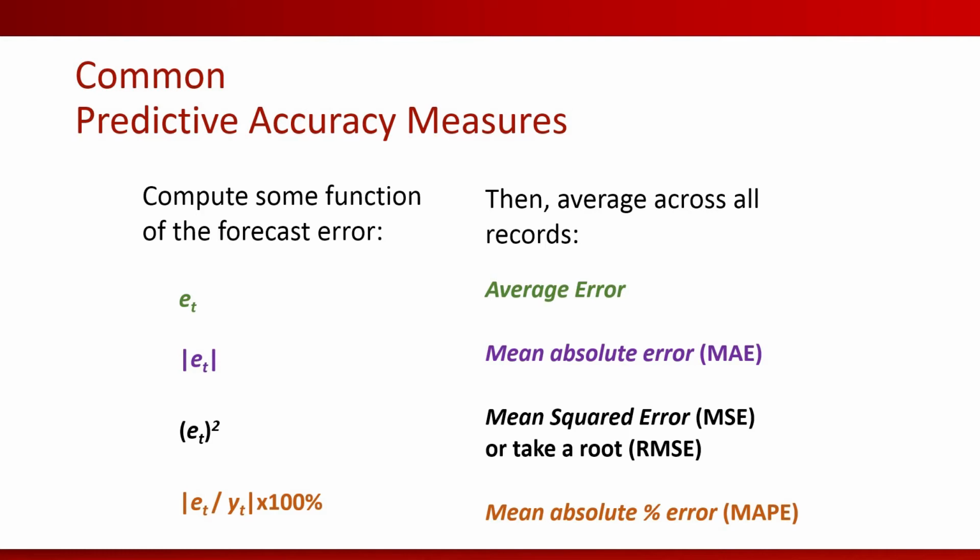If I take the average, it's just called the average error. I can compute the average error for the training period. I can compute the average error for the validation period. Then I can look at some other functions of the error.